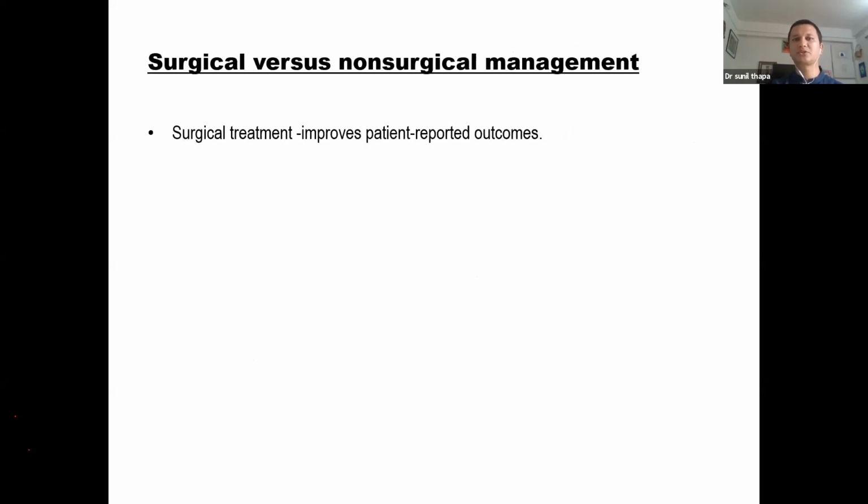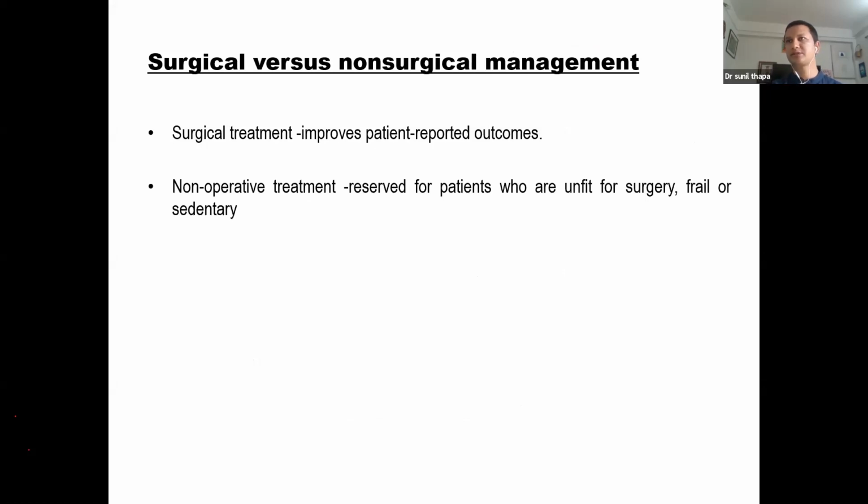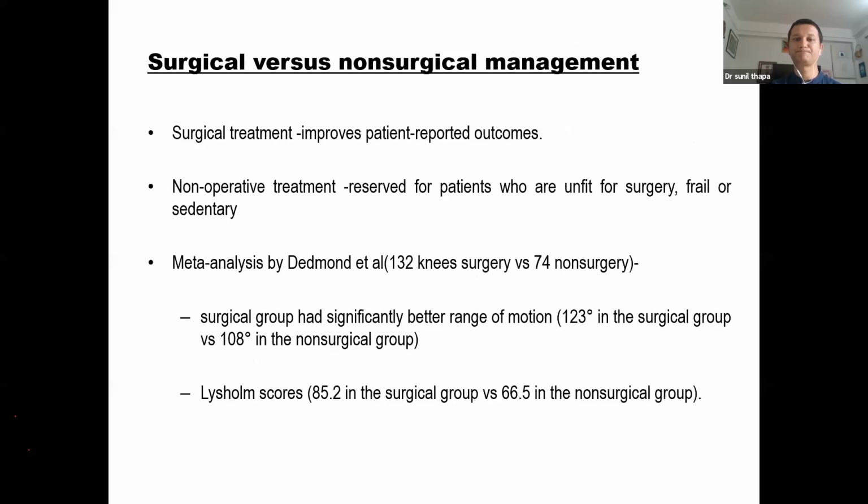So what should we do? A surgery or a non-surgical management for a knee dislocation? Definitely surgical treatment will improve the patient-reported outcome, and all literature suggests that. But non-operative treatment, that is by closed reduction and splinting, or closed reduction and putting on an external fixator, mobilizing later on, and not reconstructing the ligament, is also carried out in patients who are very unfit for surgery, frail or sedentary, or in a very constrained limited resource situation.